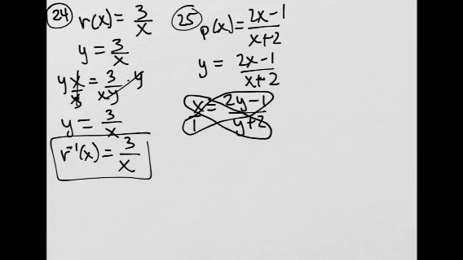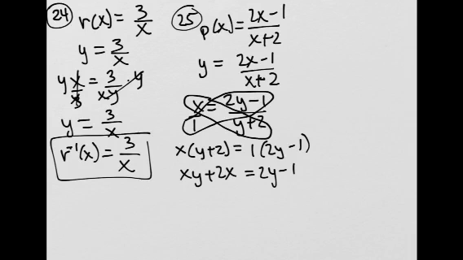So this means x times y plus 2 equals 1 times 2y minus 1. So xy plus 2x equals 2y minus 1. Now I'm solving for y, right? So you have to keep that in mind. So I'm going to put all my y's on the same side. So I'm going to take this one and move it over here, and this 2x I'm going to move out of the way to the other side. So xy minus 2y equals negative 2x minus 1.